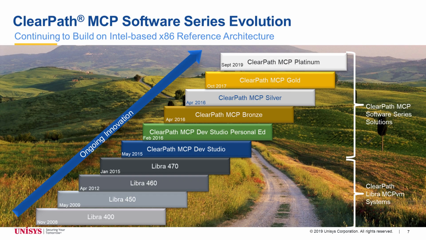As you know, we've been going down this path of Software Series now for about 4 years, and we've made great strides. And if you notice, we are now up at that top step of ClearPath Platinum. But we started moving towards this type of environment just about 11 years ago when we introduced the Libra 400. That got us going into standard types of environments, meaning Intel and Windows-based types of environments. And we've made many strides. Our engineering teams have made many strides over the last 10 years to get us to the point that we are today.